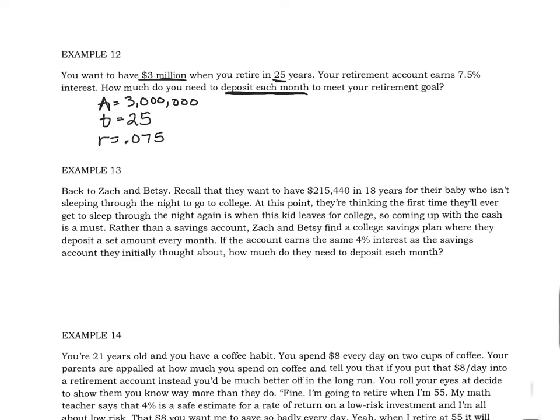Each month. So this is the point when you're thinking, do I want the compound interest formula or the annuity formula? Because you're depositing each month, that means you need the annuity formula. So they're asking for that deposit. That means I don't know what it is. To meet your retirement goal, and again we need to mention they said per month, so our N is going to be 12.